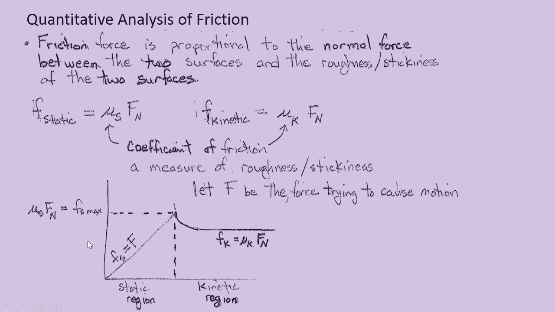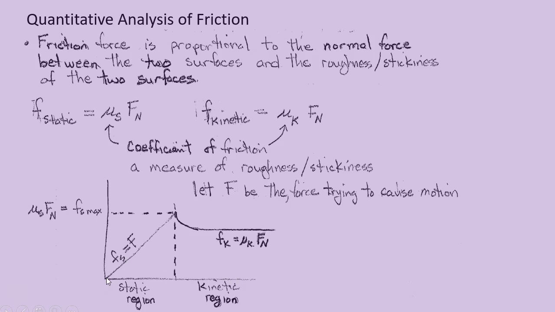Let's take a look at the friction force versus time graph and just try to understand this a little better. So we break it into the static region and the kinetic region. Let's say, for instance, we're pushing a box across a concrete floor and the box is initially at rest. The static region is the time when we're applying a force but the box isn't moving. The kinetic region is the time when we're applying the force and the box is moving.